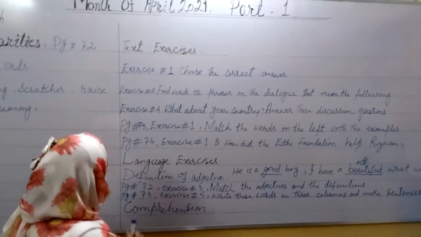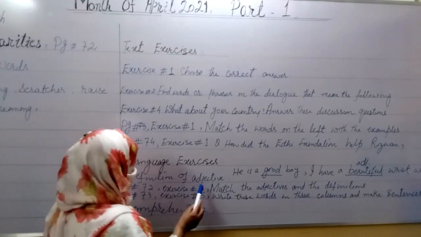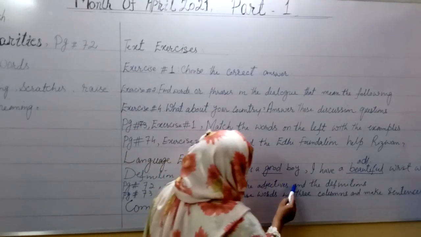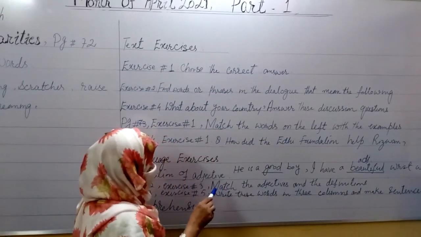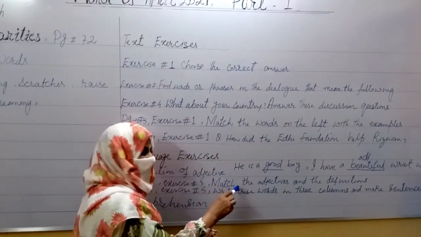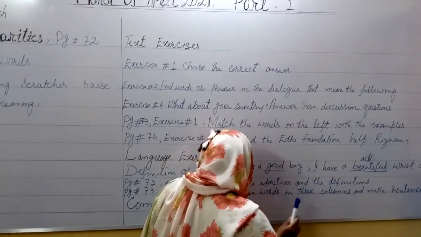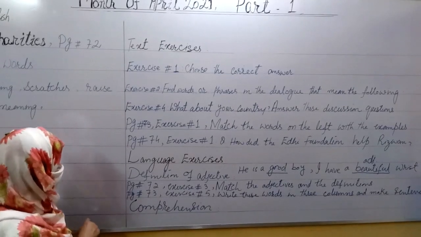Exercise from page number 72. Exercise number 3. The question is, match the adjectives and the definitions. In the first column, a few adjectives are given and you have to match these adjectives to the definitions. Okay, beta? Let's move towards the next exercise.